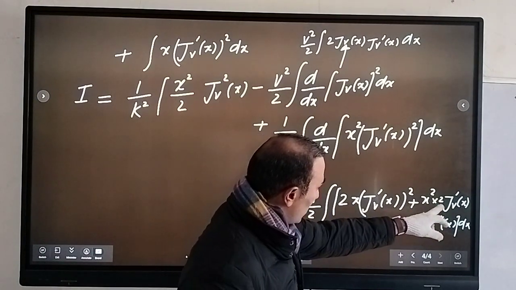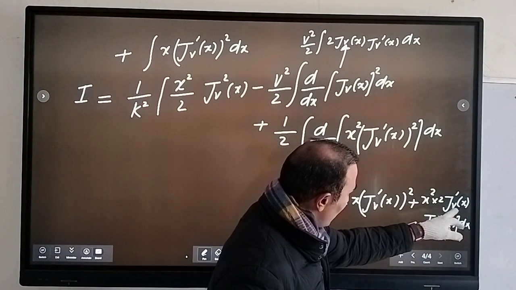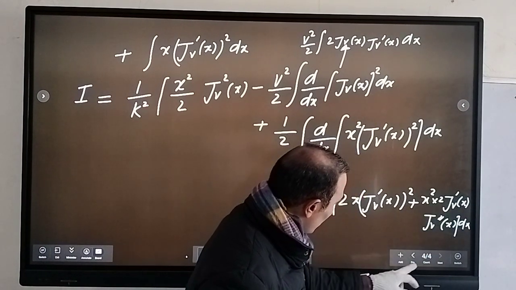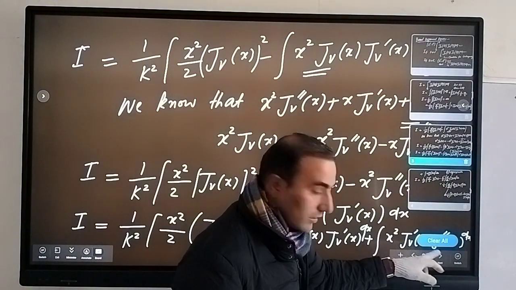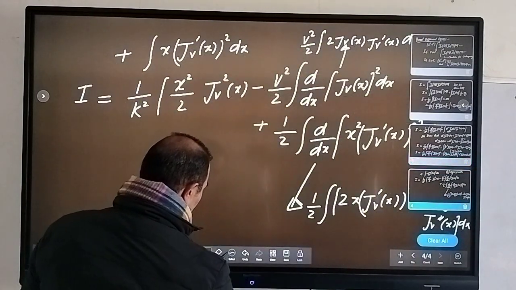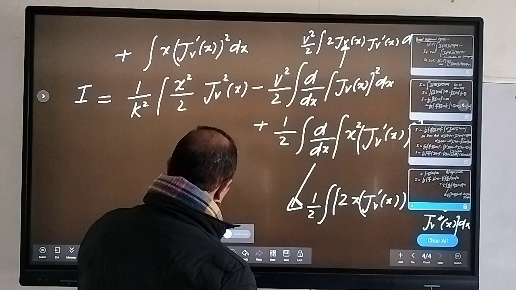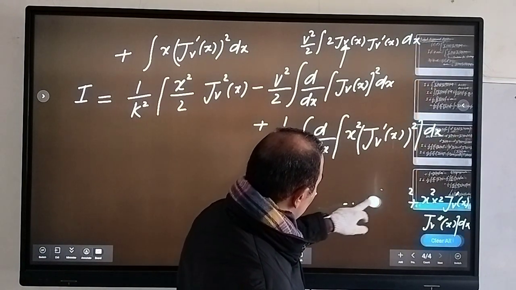another term which comes from here, 2 and 2 will cancel, तो सेकंड टर्म आएगी x square Jv dash of x Jv double dash of x, तो ये वाली टर्म है, so it is basically this term, that's x square Jv dash of x Jv double dash of x, so right, so that means I can say that I can rewrite that instead of those two terms.